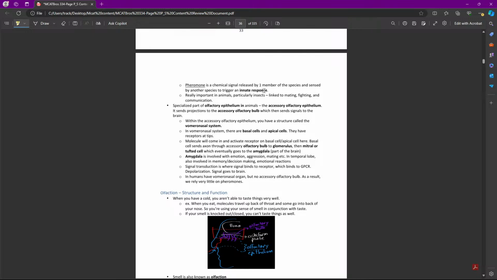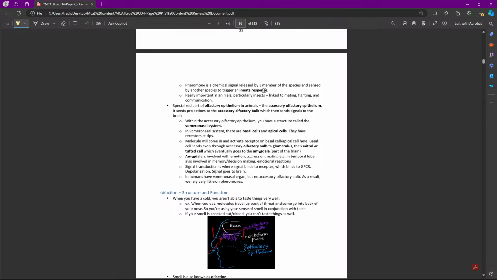In the vomeronasal system, it has basal cells and apical cells, and they have receptors at the tips. There are apical cells in the ear as well, but there are apical cells in the vomeronasal system too. It's basically the tips of different receptors. So molecules will come in and activate the receptor on a basal or apical cell. And the basal cell will send an axon signal through the accessory olfactory bulb to the glomerulus, which is weird because there's a glomerulus in the kidneys, which eventually goes to the amygdala. The amygdala is involved with emotion, aggression, and mating, and the temporal lobe is also involved with memory.